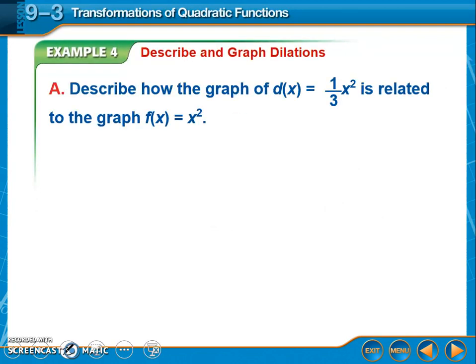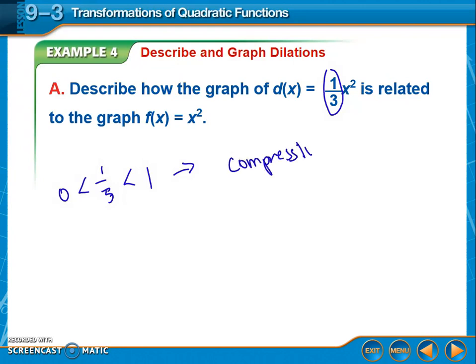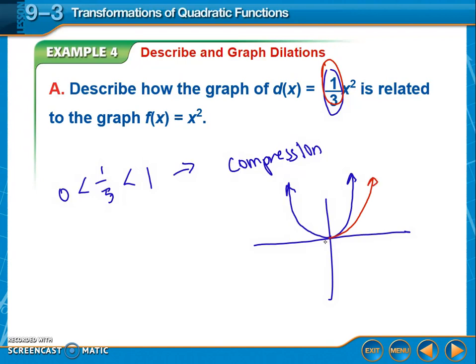Okay, so I wanted to describe what this is going to do to my graph. So 1/3, is that greater than 1 or less than 1? 1/3 is less than 1, and it's also greater than 0. So this means that it's going to be a compression. So if I were to graph these two things and start out with my regular x squared, it would look something like this. That's really bad, but if you were to do 1/3 x squared, it would look wider. It would open up more. Okay?